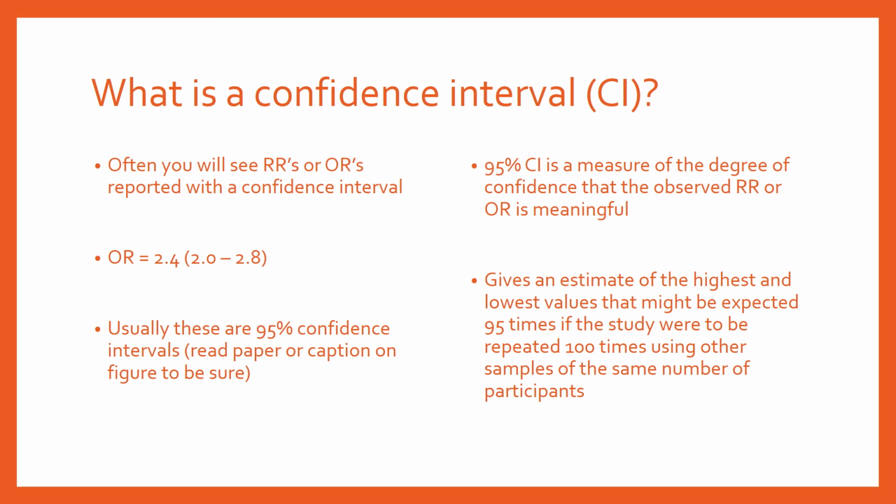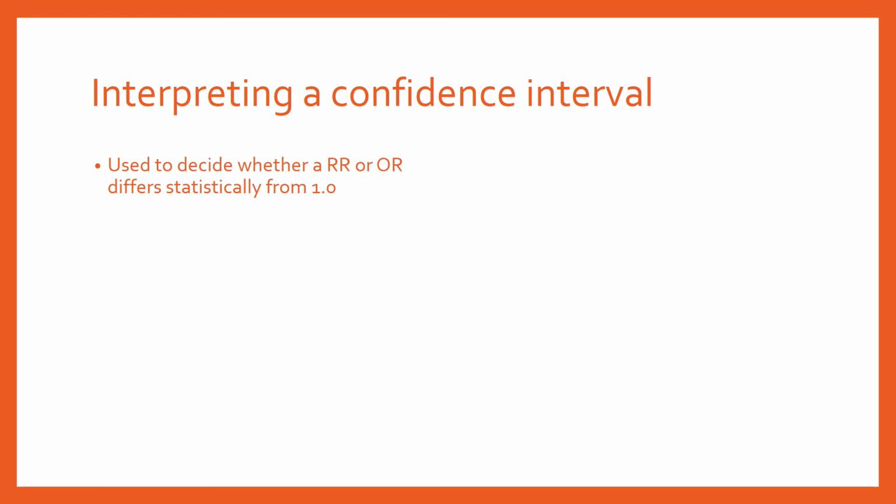Basically, what it does is a calculation of if the study were repeated 100 times, you would get a number that falls in this range or this interval 95 of those 100 times. So in the example in the second bullet point, the one time I did the study, I got an odds of 2.4, but if I did it 100 times, 95% of the time I would get an odds between 2 and 2.8. So that's great. Who cares? What does this mean?